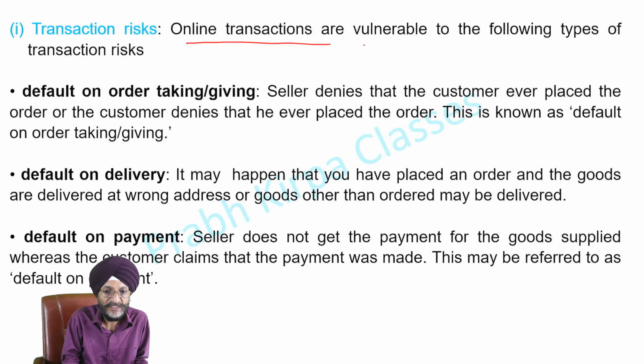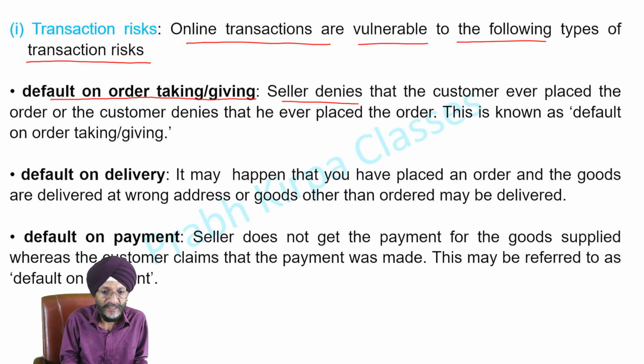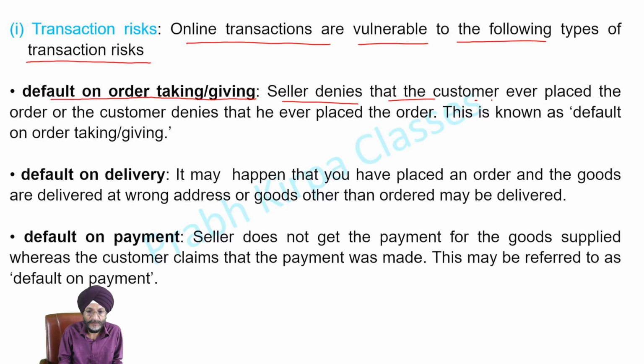Online transactions are vulnerable to the following types of transaction risks. First is default on order taking or giving. Seller denies that the customer ever placed the order, or the customer denies that he ever placed the order. This is known as default on order taking or giving.